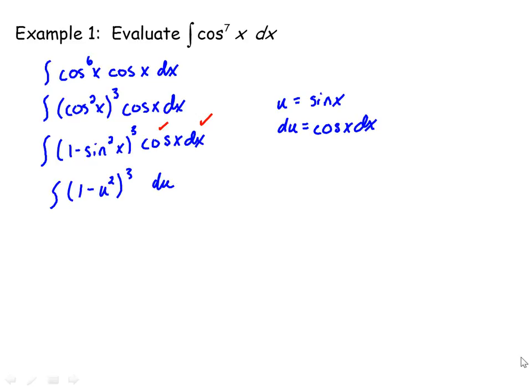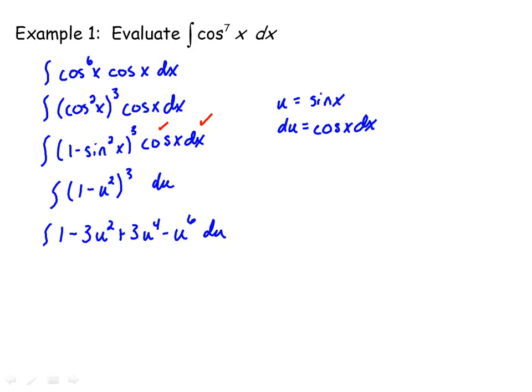Use substitution is not an option here because if I do use substitution, I'm going to get u is equal to 1 minus u squared. Du is going to be 2u. That doesn't help at all. So do the algebra. What is 1 minus u squared to the 3rd power? Can you do that algebra? It's going to take a while unless... Alright, so either way, hopefully you're going to have 1 minus 3u squared plus 3u to the 4th minus u to the 6th du.